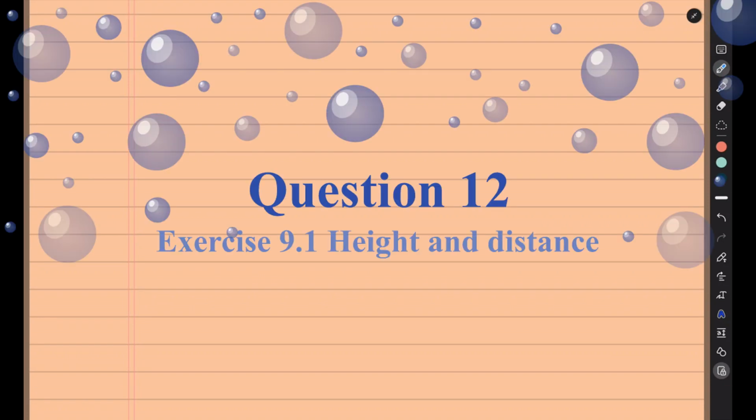Let us take one more example of height and distance problem. So this is from NCERT class 10, and this is question number 12. This is a very small, looks like a very small and naive question, but it needs some special thinking. So we will see what kind of thinking it requires.